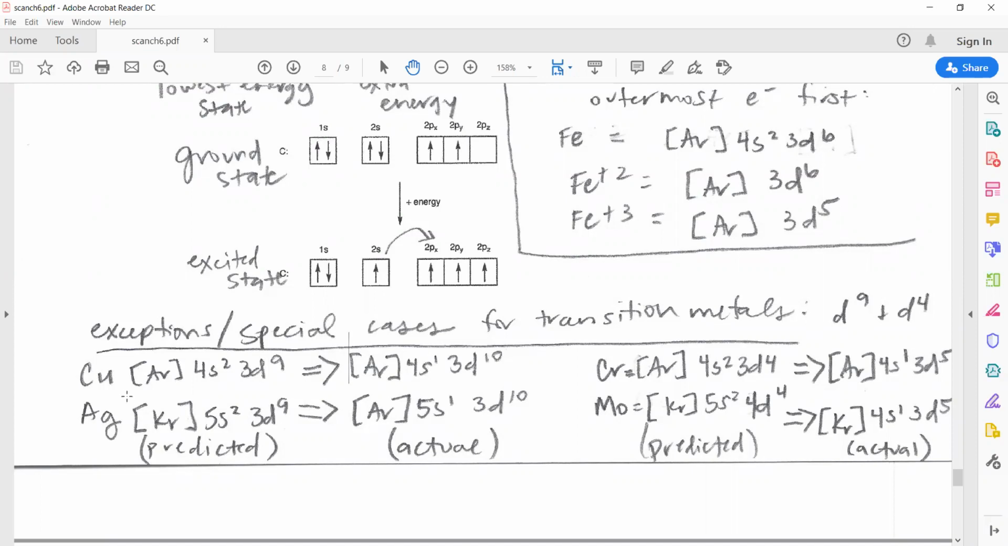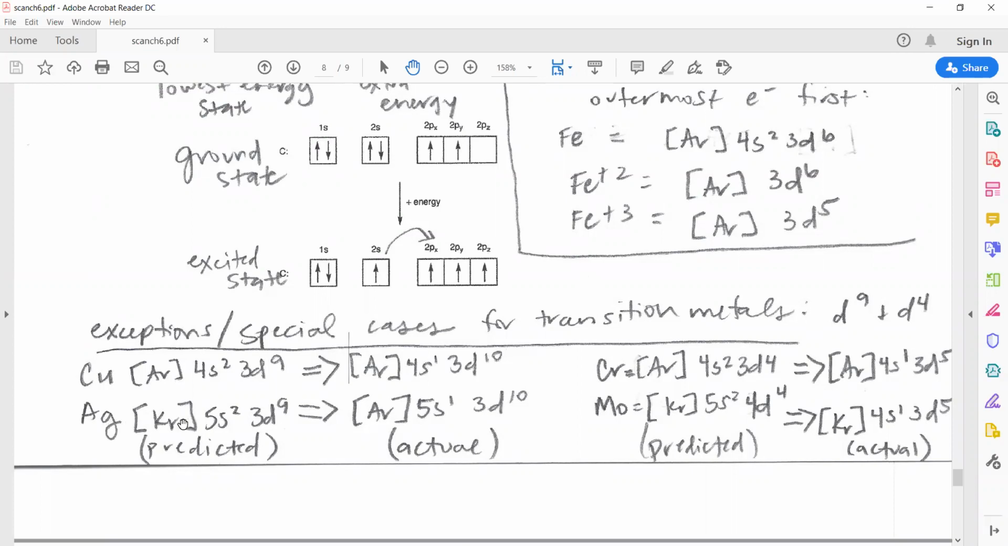You would predict copper to be argon 4s2 3d9. You can go count that and look at it yourself. But in reality, what copper does is he takes one of these 4s orbital electrons and bumps it to the 3d. What that does is brings it down to 4s1 and brings it up to 3d10. We think that's because having this full d orbital and set of orbitals is more stable for the atom.